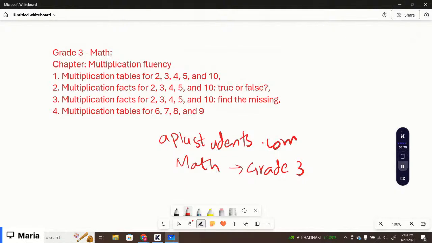There you can find a list of the chapters. We're going to start with the chapter multiplication fluency, and the lessons we're going to cover today are multiplication tables for 2, 3, 4, 5, and 10, multiplication facts for 2, 3, 4, 5, and 10 true or false, multiplication facts for 2, 3, 4, 5, and 10 find the missing, and multiplication tables for 6, 7, 8, and 9. So please make sure you have your notebook and pencil so that you can note down the important examples and definitions as well.